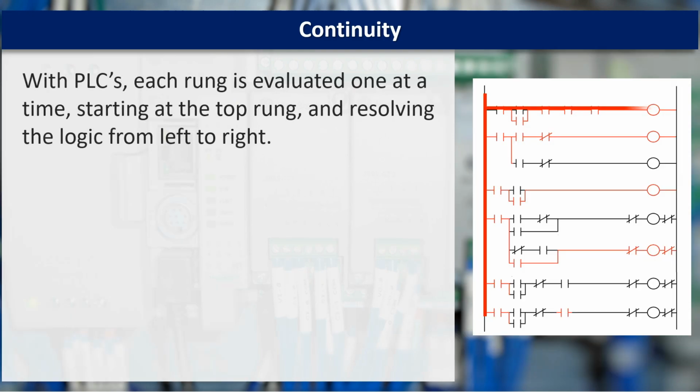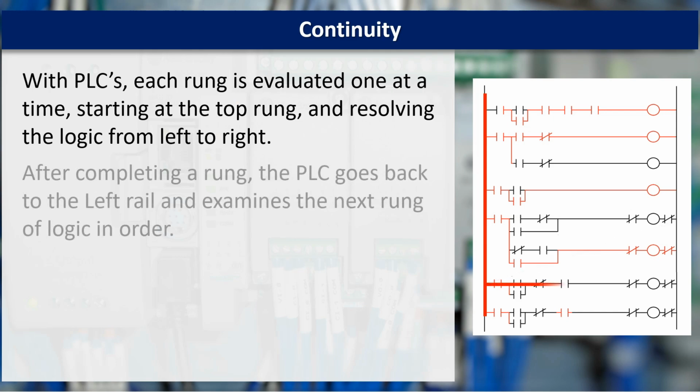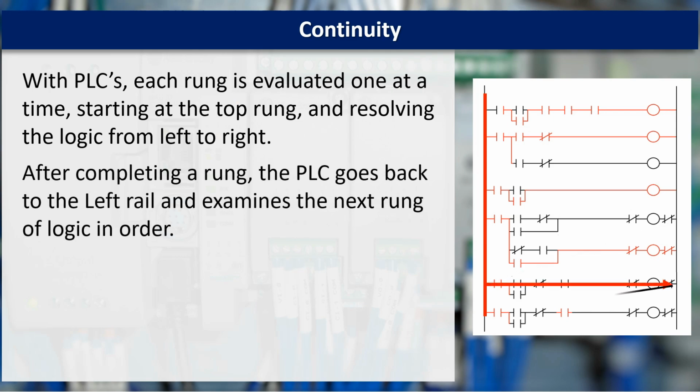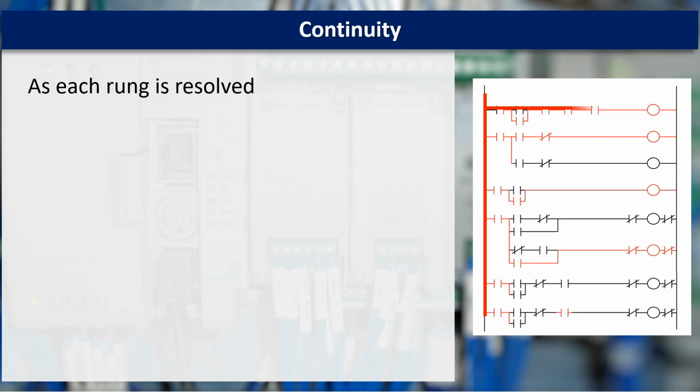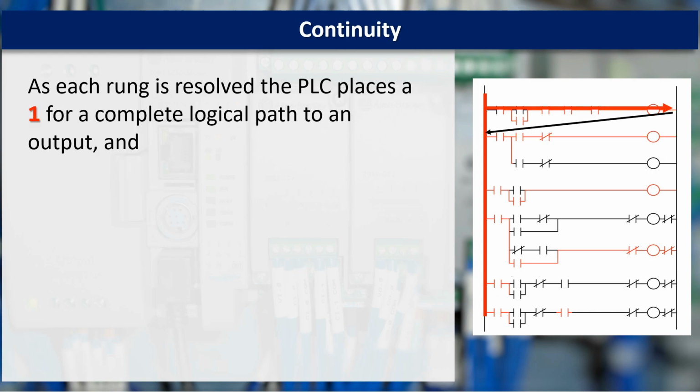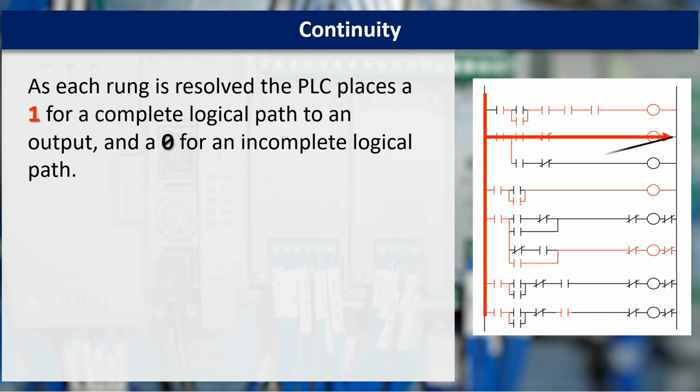With PLCs, each rung is evaluated one at a time, starting at the top rung and resolving the logic from left to right. After completing a rung, the PLC goes back to the left rail and examines the next rung of logic in order. If the logical connections between the elements are true, then there is a logical path of continuity, and the output can be energized as shown with the top two rungs. As each rung is resolved, the PLC places a 1 for a complete logical path to an output, and a 0 for an incomplete logical path.